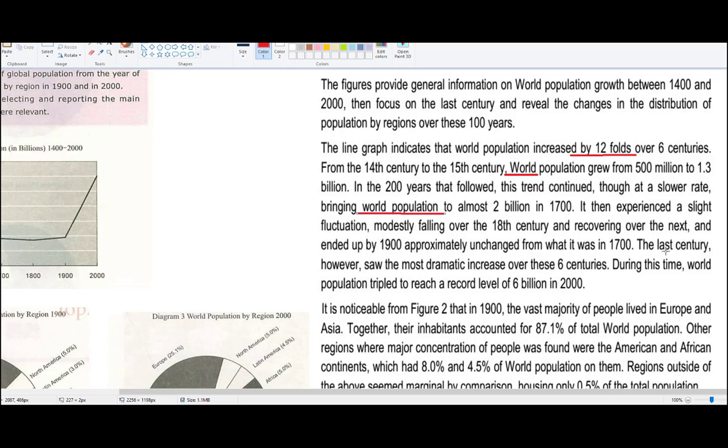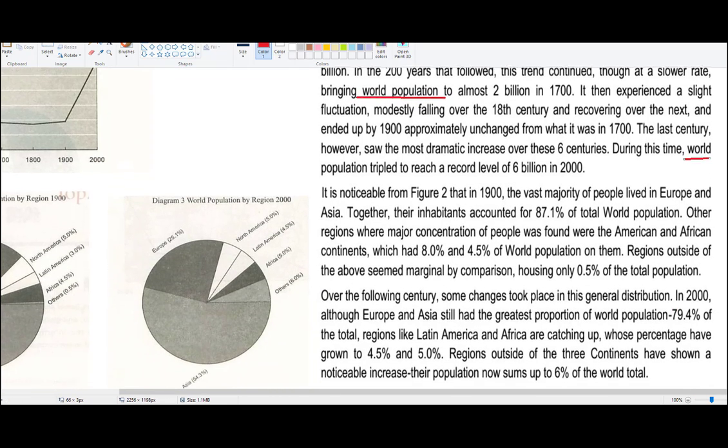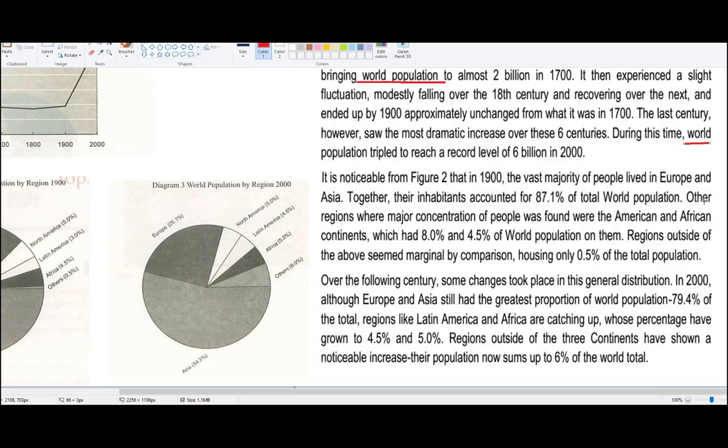Oh, the sentence is so wordy. The last century saw the most dramatic increase over these 6 centuries. The world population. Okay, so there seems to be a systematic error with articles. This person is not using articles correctly. Accessible, the vast of Europe and Asia together, their inhabitants accounted for of the world population again. Where major concentrations, should be plural, were found, were the American and African continents. Okay, again, the world population. On them. On them? I don't think continents have populations on them.